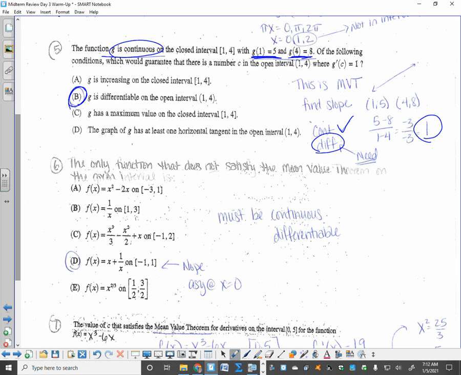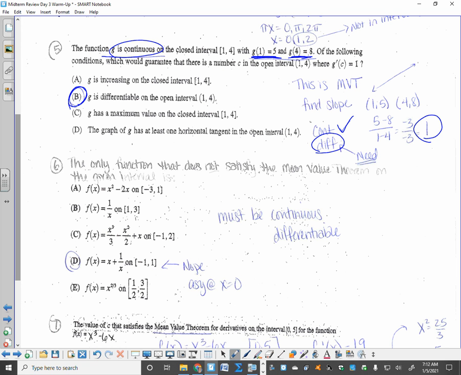Number 6, the only function that does not satisfy the mean value theorem on the given interval is, so I have to be continuous and differentiable. A is a very well-behaved function. He's all good. B is not. He has issues at 0. However, that is not in his interval, so he is fine.